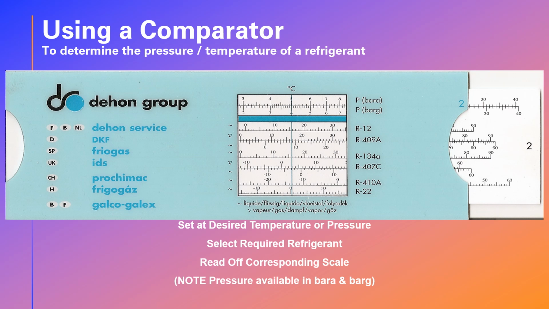Or you can use a comparator. In this instance we have one that lists the different refrigerants and the pressures on the side and has a temperature line in the center. So all you do is you set your desired pressure in bar A or bar G, in this case 4 bar G as we've been dealing with, and then go to R22 and look up and you've got approximately 0 degrees centigrade.